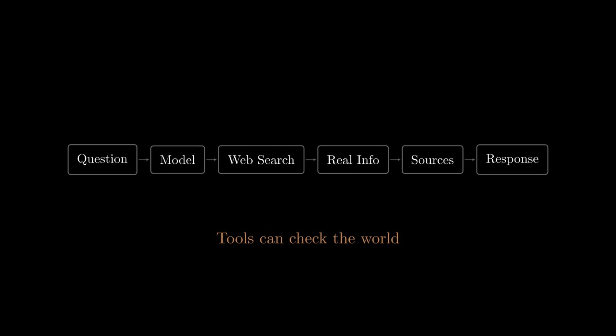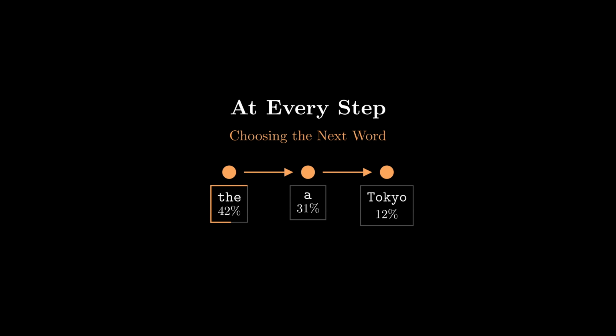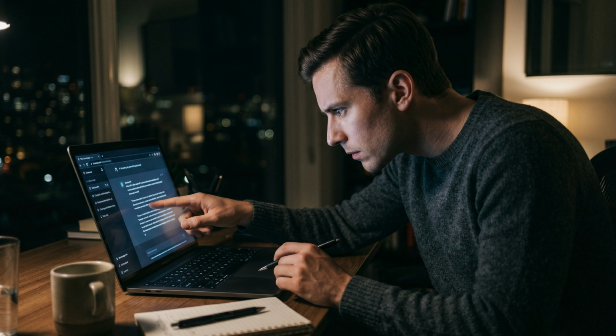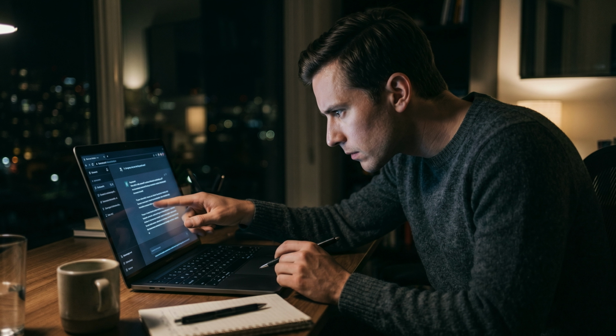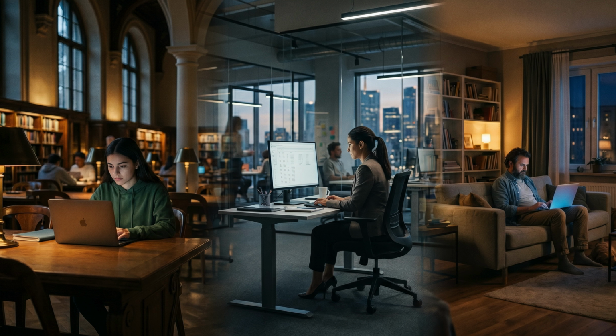Now modern systems have improved a lot. They can use tools, search the web, retrieve real information, check the sources. But underneath all of that, the core behavior is still the same. Predict the next word. Which means this problem has not disappeared. It's only been reduced. The people who get the most out of AI are not the ones who trust it the most. They are the ones who know when to pause and double check. And we all should do that.